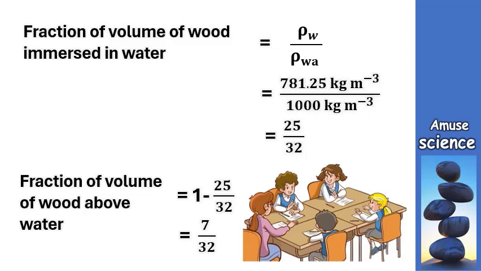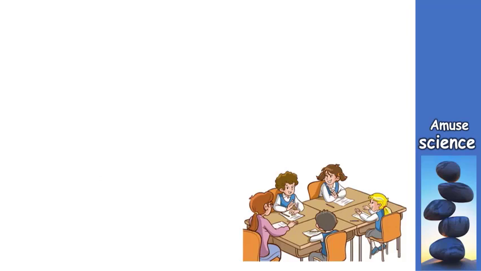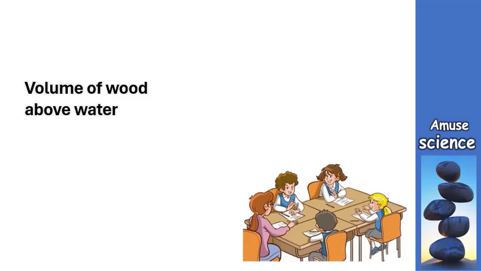Now, since the total volume of the wood is given as 0.032 cubic meters, we are going to multiply it by the fraction of the volume above to get the volume of the wood above the water surface. So the volume of the wood above the surface of the water will be equal to 7/32 multiplied by 0.032 cubic meters.